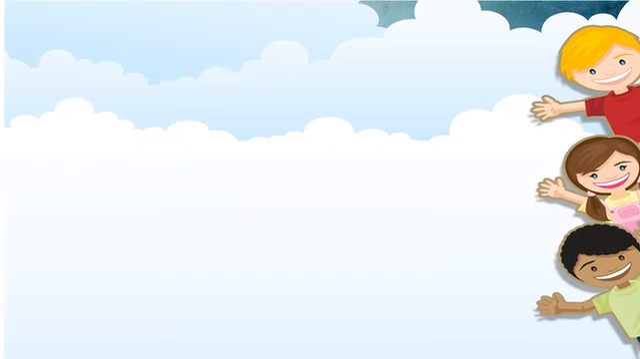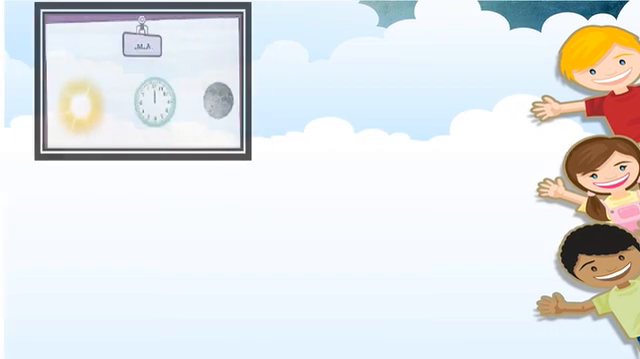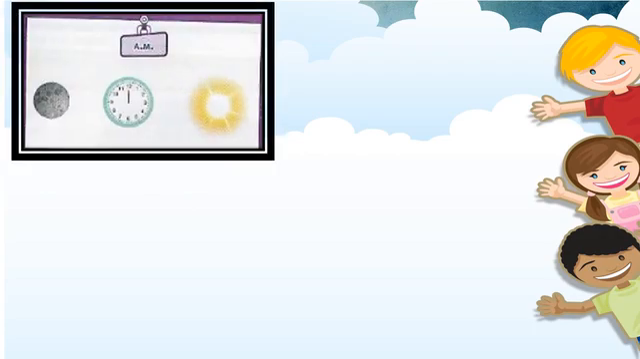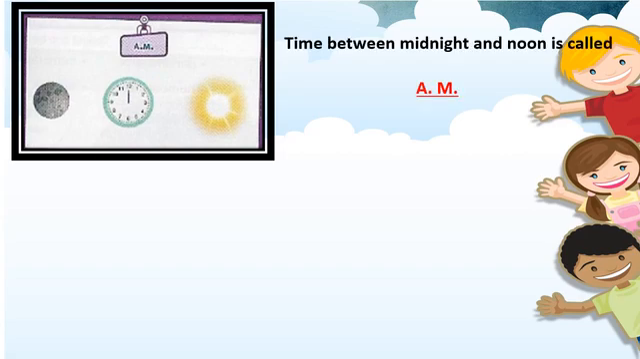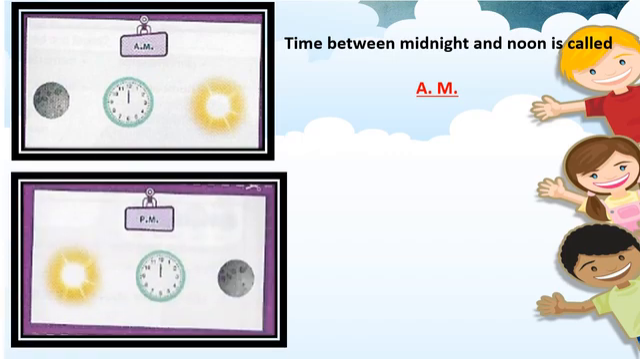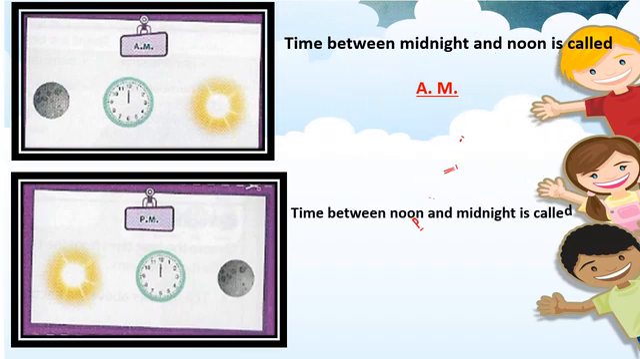Now let's have here AM. What does AM mean when we say 8 o'clock AM? So AM means it is a time between midnight and noon. While when we say PM, that means it's a time between noon and midnight.